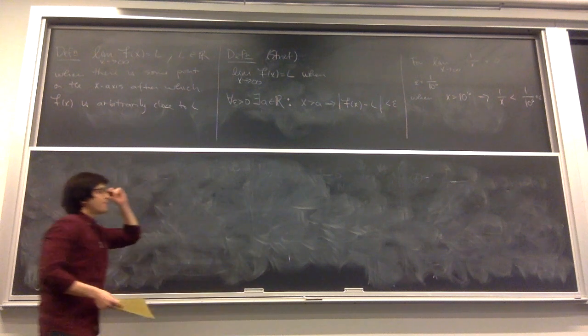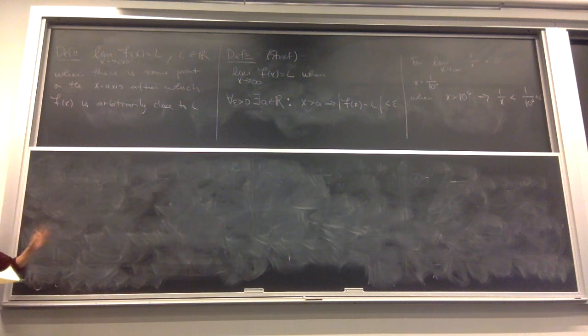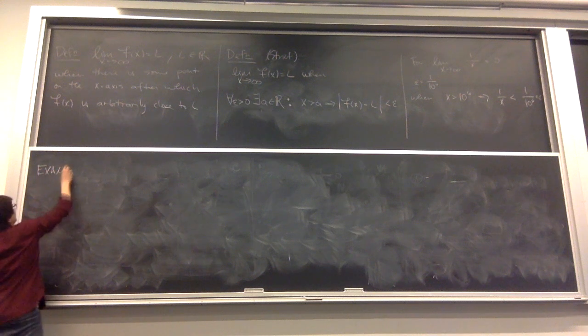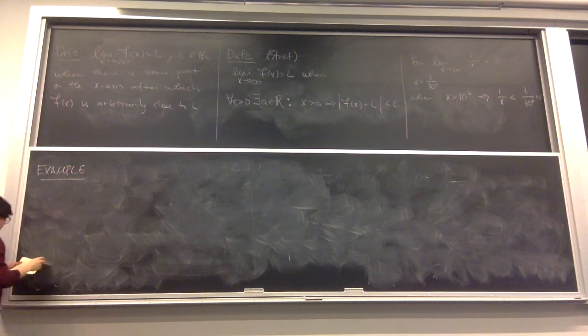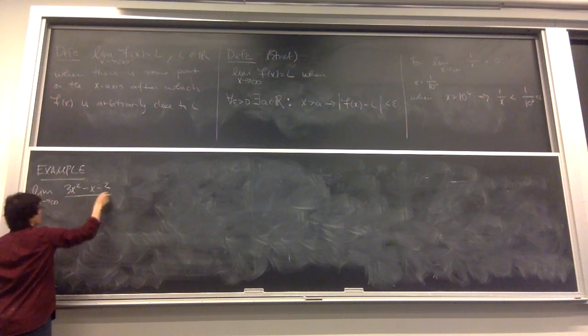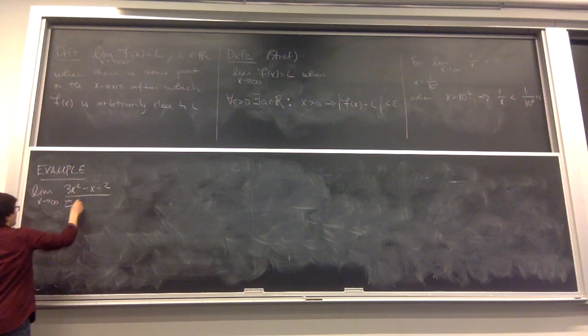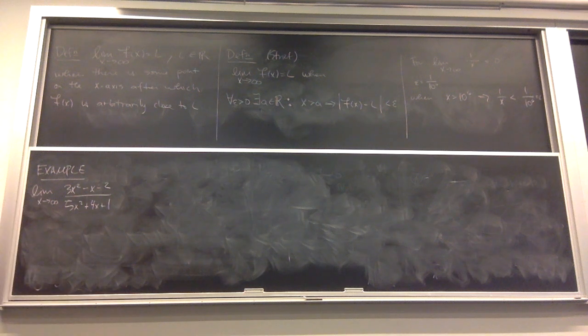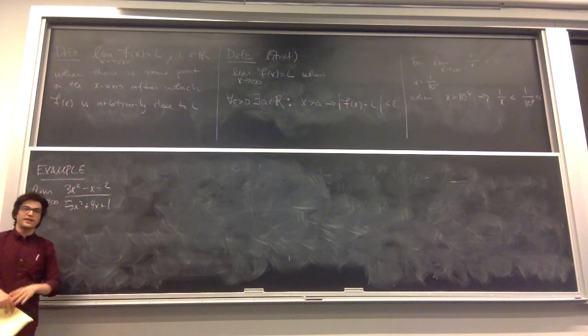So all of this may have been difficult to understand, but the algebra, actually doing questions, is fairly easy, as long as you don't make silly arithmetic errors. So here's an example. It's the limit as x goes to infinity of 3x squared minus x minus 2 over 5x squared plus 4x plus 1. So this is a rational function of two polynomials, and I want to investigate the behavior of this as x goes to infinity.